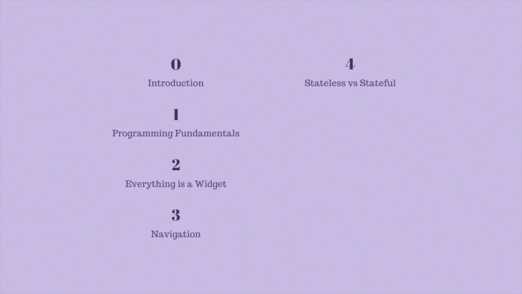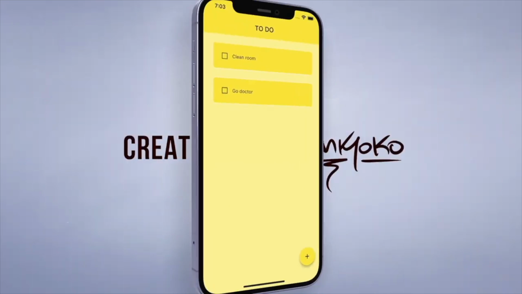So we're going to start from the very beginning with the basics of programming fundamentals. And then everything in Flutter is a widget, so I'll teach you the essential widgets every developer needs to know. Then we're going to look at navigation and how to navigate around to different screens. Then we're going to look at the difference between stateless and stateful widgets. And then a really important concept is user input. And then I'll show you how to put this all together and create a functional to-do app.